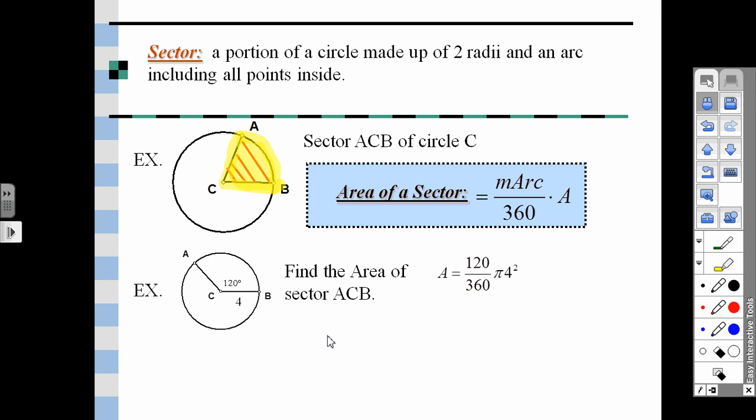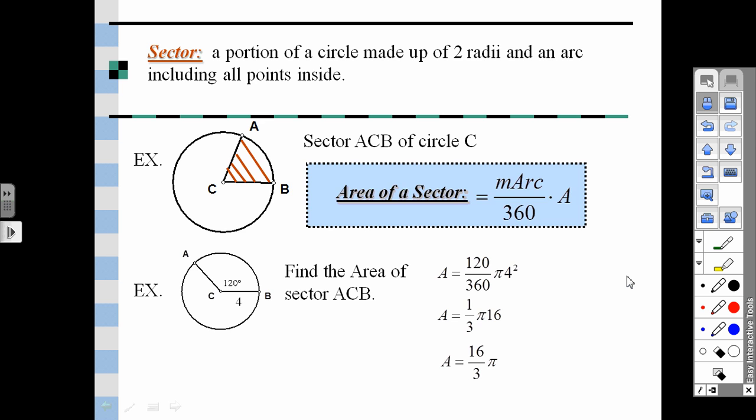So if we plug this into our formula, the measure of the arc is also going to be 120 degrees, and we divide it by 360. And then we multiply by the area, which is pi r squared. So we simplify. 120 over 360 is 1/3, and then 4 squared is 16. So there's nothing we can really do with the 3 and the 16, but we will write it in a neater way of writing 16 pi over 3, or 16/3 pi. Okay?